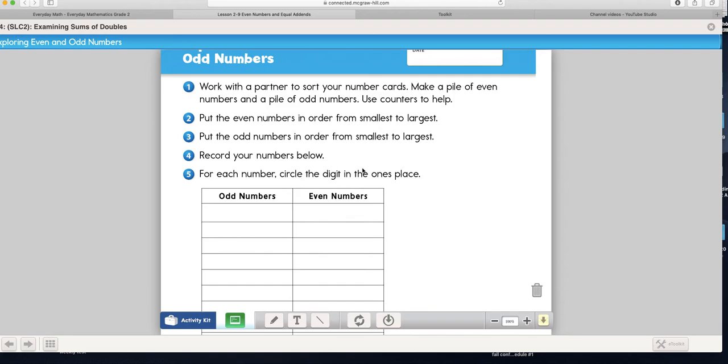Now, what I'll do is with my pen, let me see, will it let me write over here? No, it won't. Darn, that's okay. I'll write right here. With my pen, what I'll do is I'll put the odd numbers right here.